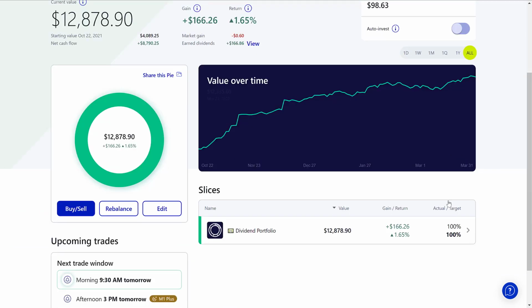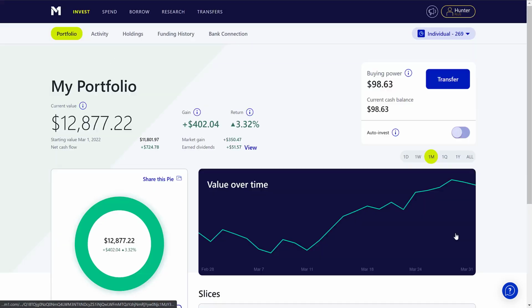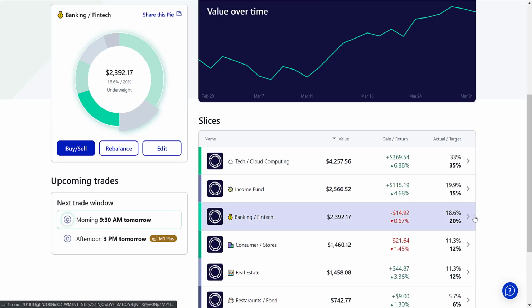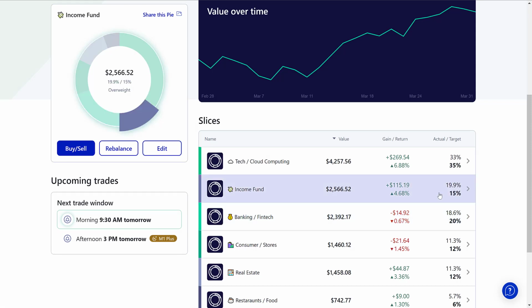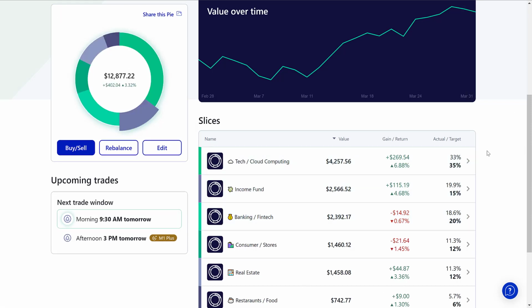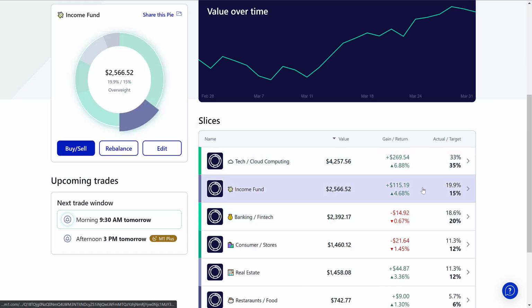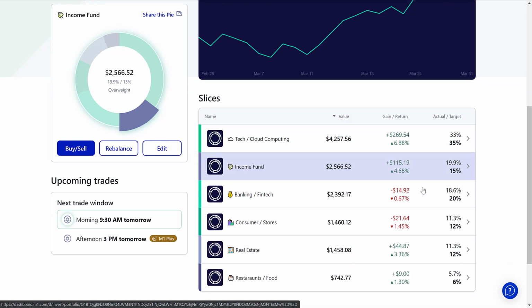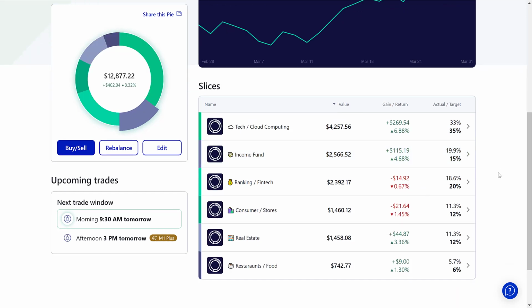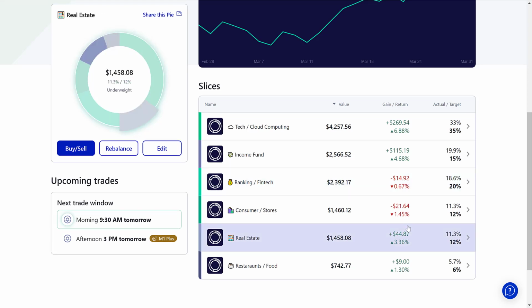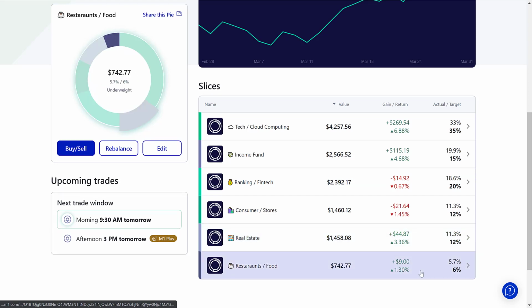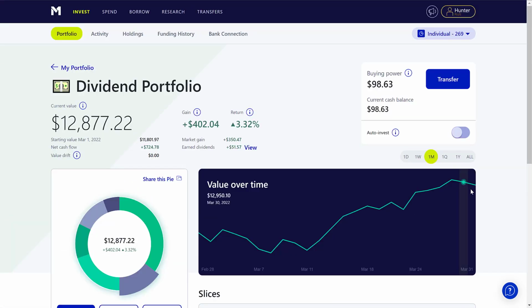But if we just look at everything in my fund over the past few months, over the past month, tech and cloud computing is up a lot, 6.88% in the green. Income fund is up 4.68%. Banking and fintech, pretty flat, down 0.67%. Consumer and stores down 1.45%. Real estate up 3.36%. And restaurants and food, which, as you probably know by now, is only Starbucks in my portfolio. So that is how we're looking as of currently.